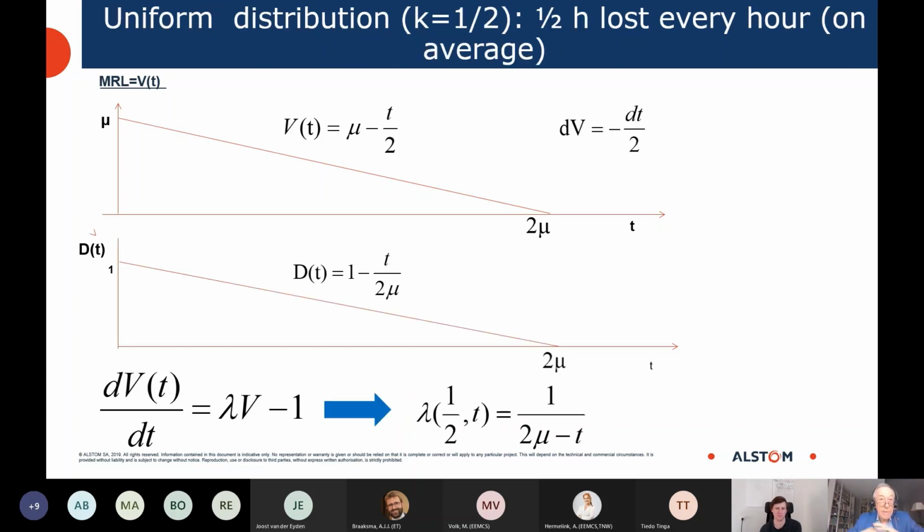And then in between, you have the uniform distribution, where the mean residual life has a slope of 1/2, and the reliability function also is linear, the same slope of 1/2. So it goes from 0 to twice the mean, and the nice formula for the failure rate.